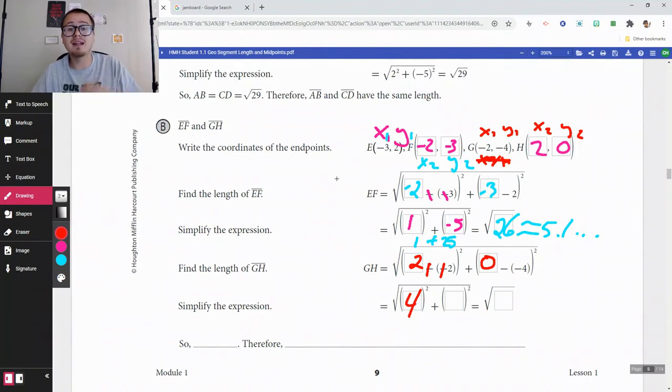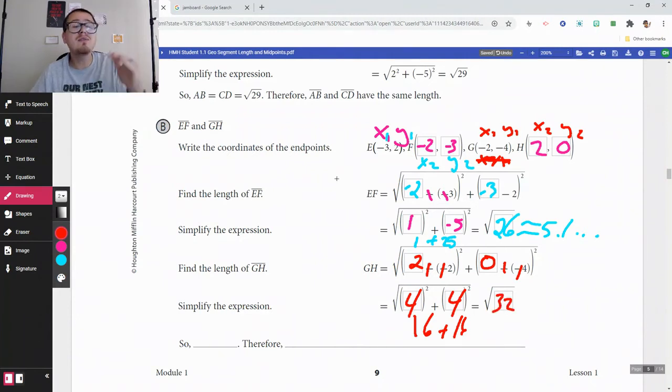0 minus a negative 4. Subtract a negative, you add the opposite. Getting that repetition here on our positive negative. 0 plus 4 is 4. 4 makes perfect squares. 4 times 4 is 16 plus 16. And then we would take the square root of that, which is 32.